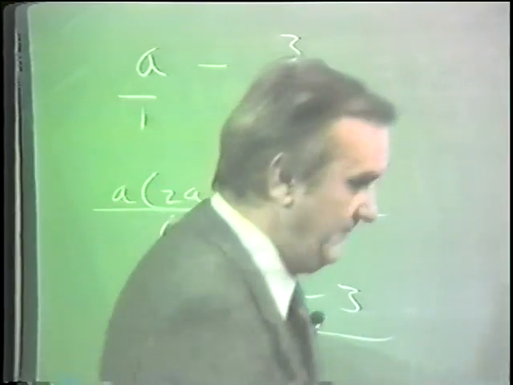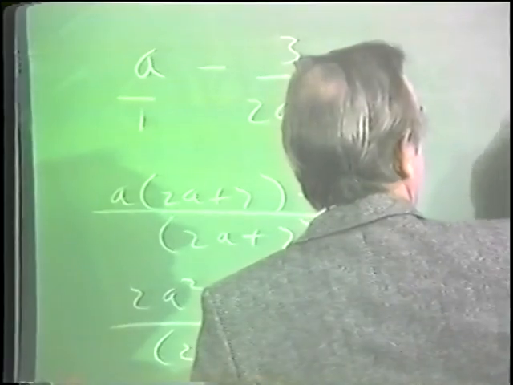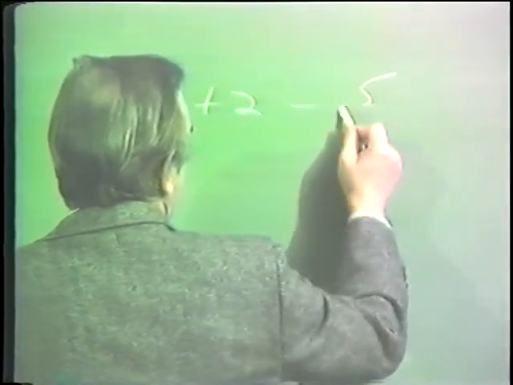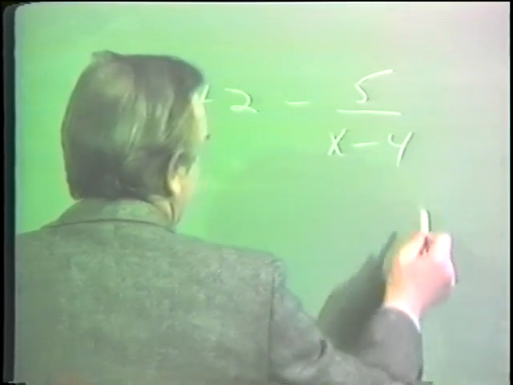One more. Let's suppose we have 3x plus 2 minus 5 over x minus 4.